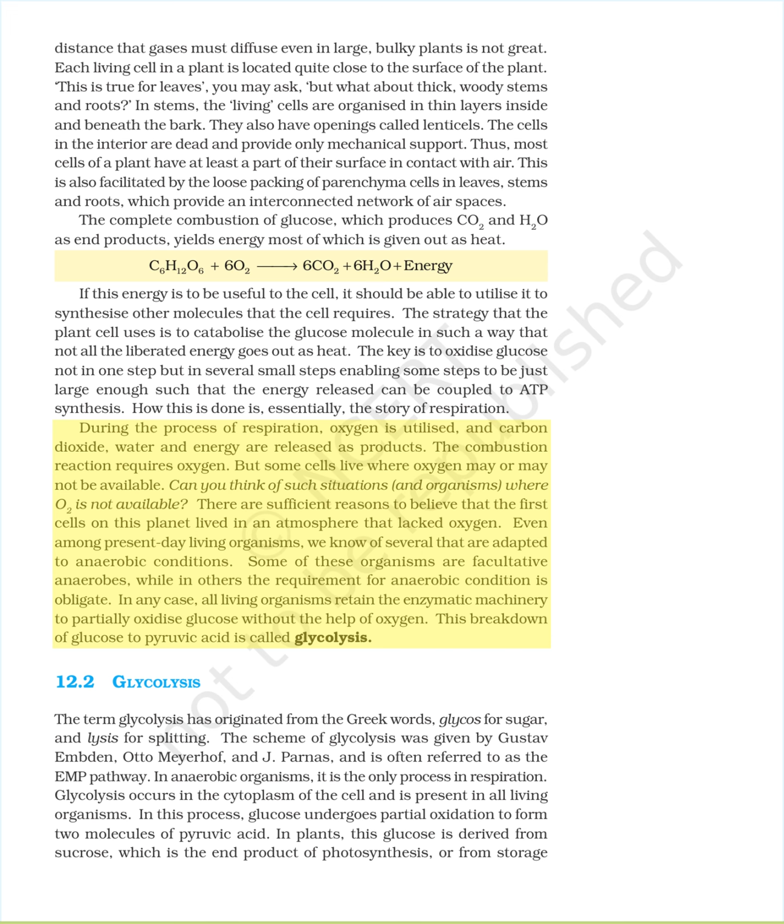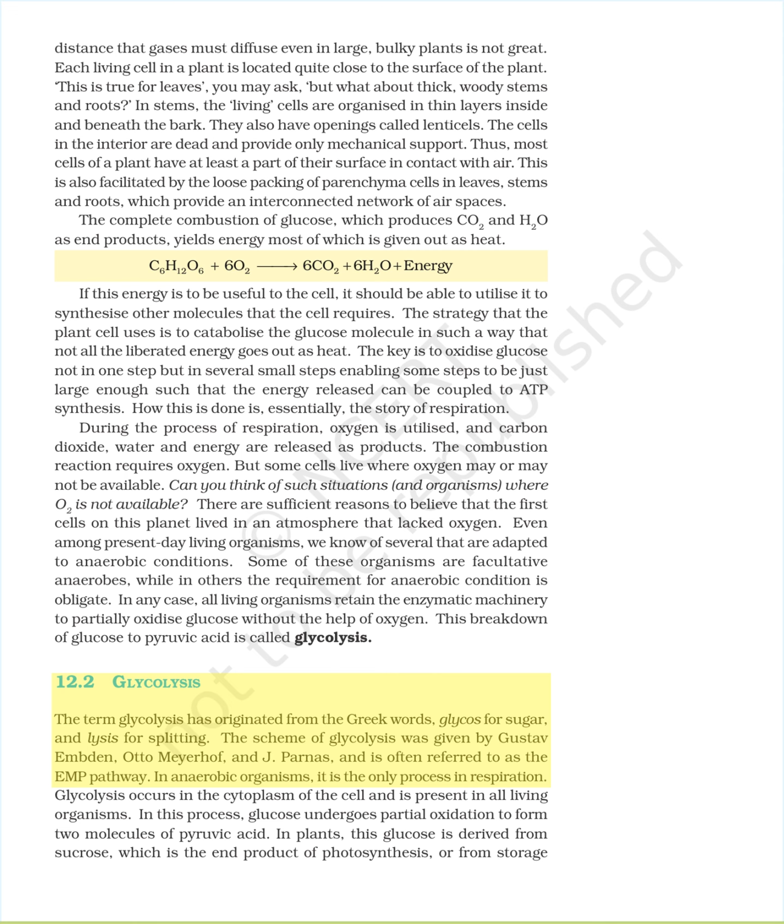There are sufficient reasons to believe that the first cells on this planet lived in an atmosphere that lacked oxygen. Even among present-day living organisms, we know of several that are adapted to anaerobic conditions. Some of these organisms are facultative anaerobes, while in others the requirement for anaerobic condition is obligate. In any case, all living organisms retain the enzymatic machinery to partially oxidize glucose without the help of oxygen. This breakdown of glucose to pyruvic acid is called glycolysis.